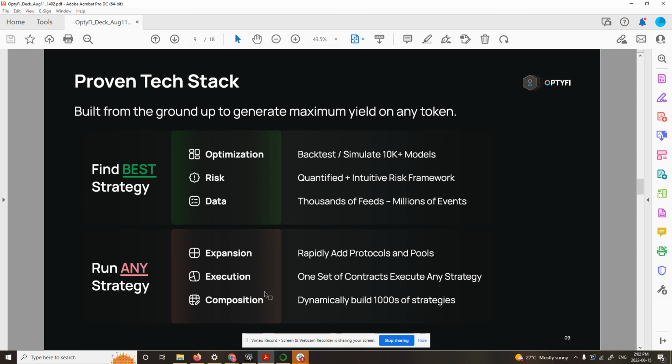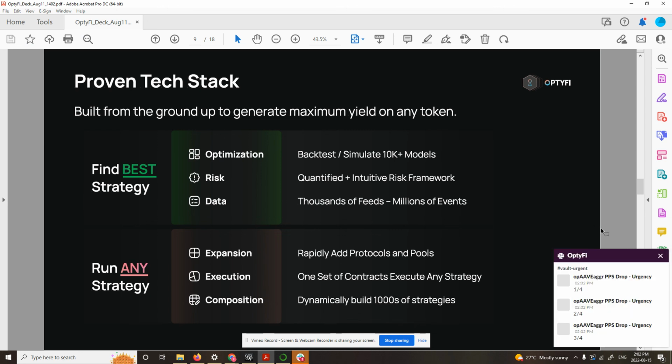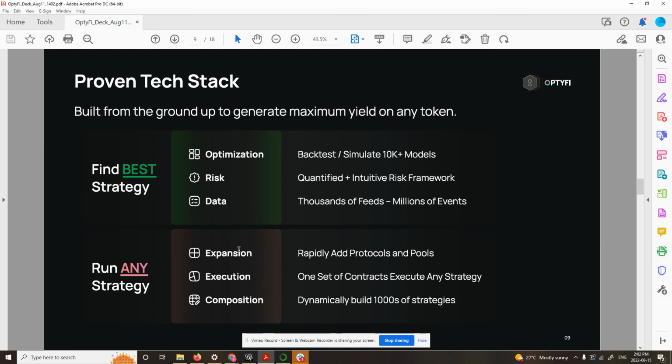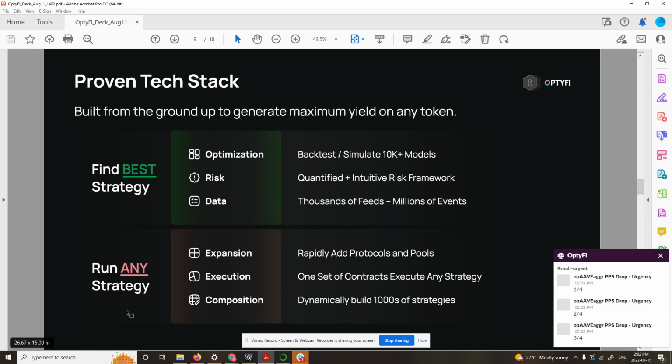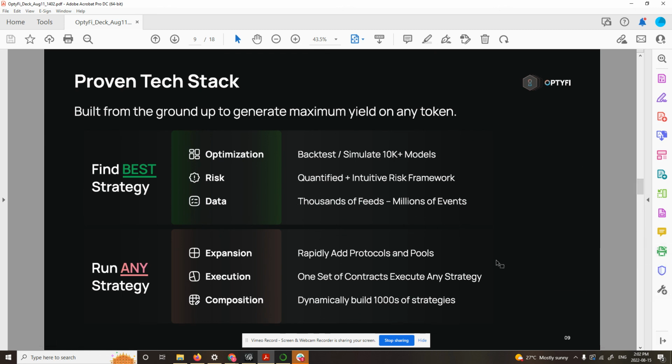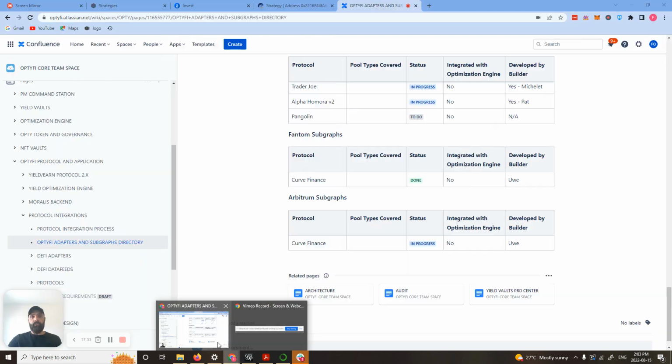To summarize, all I've shown you today is this part of our tech stack, whose objective is to be able to run any DeFi strategy and keep expanding in a modular way. In the next video, I'm going to cover how our optimization engine actually identifies the best strategy. So I guess see you in the next video.